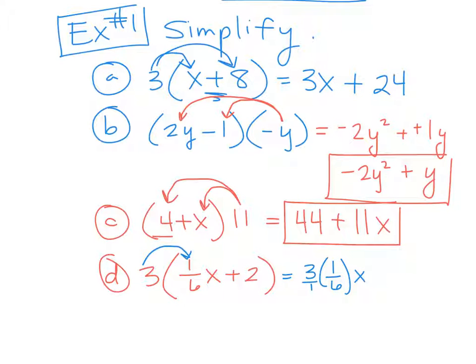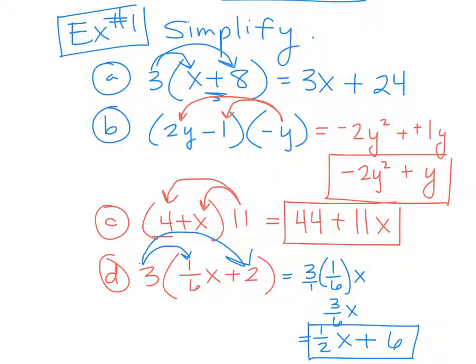And then 3 times 1 is 3. 1 times 6 is 6. So it's 3 over 6 x, which is really what? 1/2, okay? So you're going to call this 1/2 x for the first term. Then you do your second term. 3 times 2 is 6, and we're adding. So it would be 1/2 x plus 6, okay? So don't let those fractions freak you out. Just turn it into a fraction times a fraction where you multiply across, and then reduce it. Okay, or you can cross cancel, but I feel like most of you like to multiply across, right?